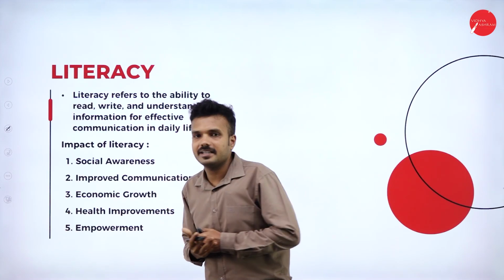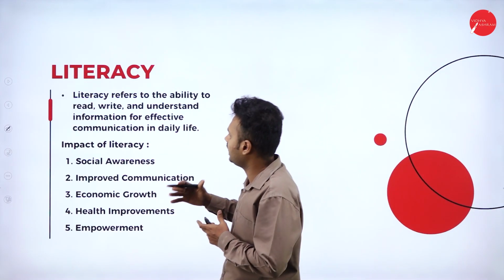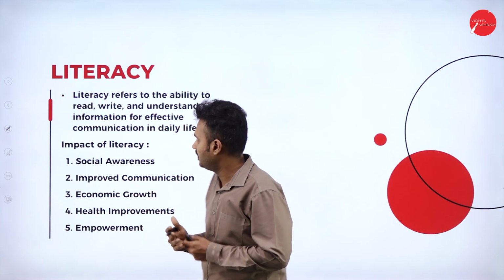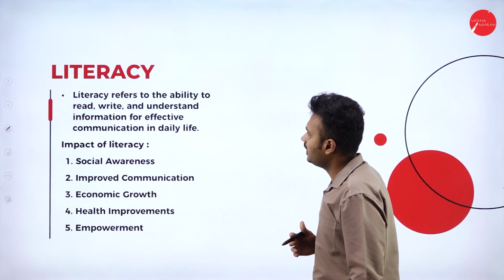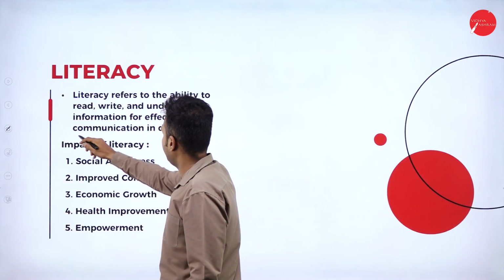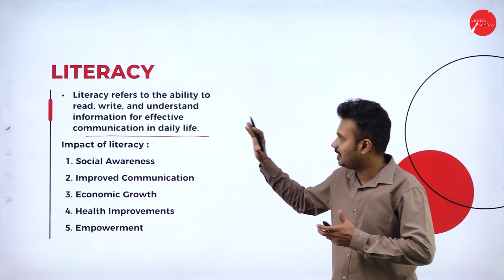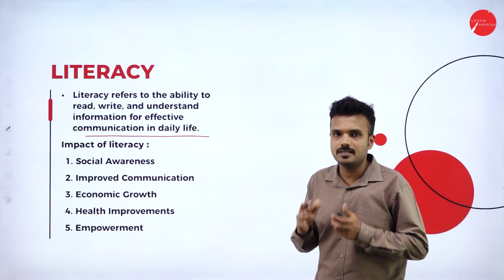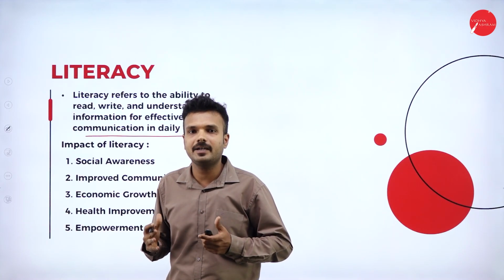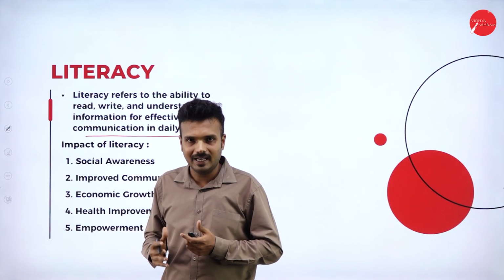Moving forward, literacy. Here we are going to learn how exactly literacy impacts the society. Literacy refers to the ability to read, write and understand information, and communicate effectively in daily life. In simple words, literacy is the capacity or capability to read, write, understand and communicate. That we call literacy.